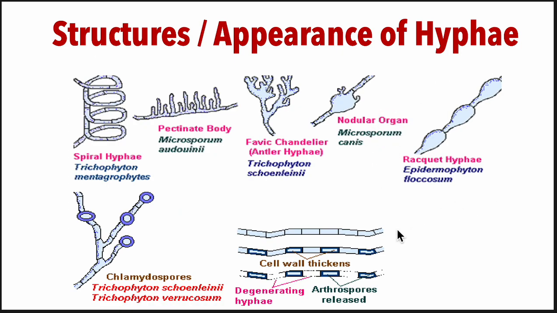How about the racket hyphae? Again, I've mentioned that already. One of the things I mentioned on the previous slide is the rhizoid. Again, what are those? Those are root-like structures seen in portions of vegetative hyphae and in some members of the zygomycetes. So these are the different structures and appearances of hyphae.